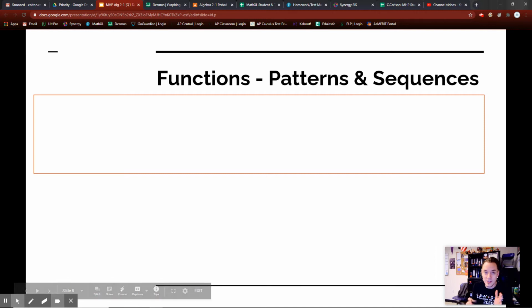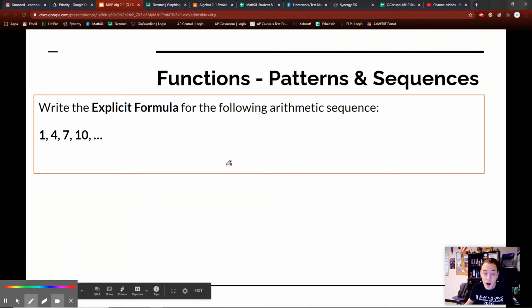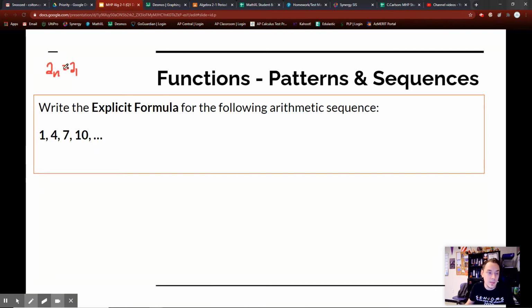How do patterns and sequences, how do arithmetic sequences specifically relate to functions? Let's find out. Write the explicit formula for the following arithmetic sequence. Before I get started here, obviously, I'm going to write out my formula. This is the formula for arithmetic sequences. I cloud it because it's a formula, not my answer.